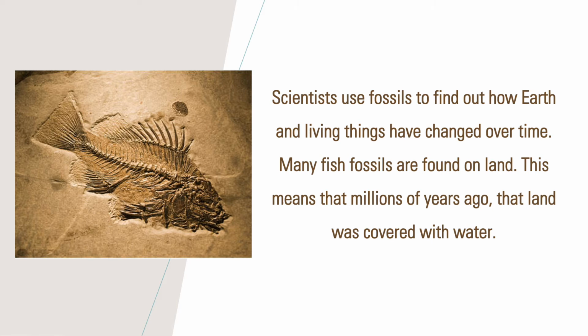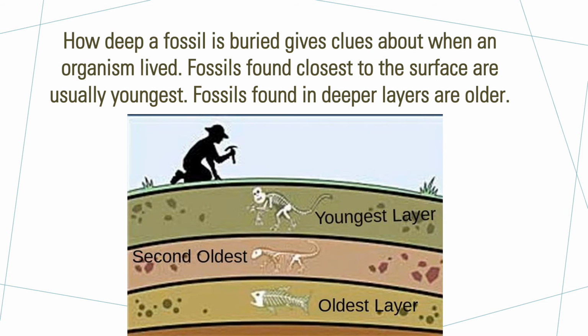Scientists also use fossils to find out how Earth and living things have changed over time. Many fish fossils are found on land. This means that millions of years ago, the land was covered with water. Over time, the land rose above the water and the fossils remained in the rock and the soil that had been underwater. How deep a fossil is buried gives clues about when an organism lived.